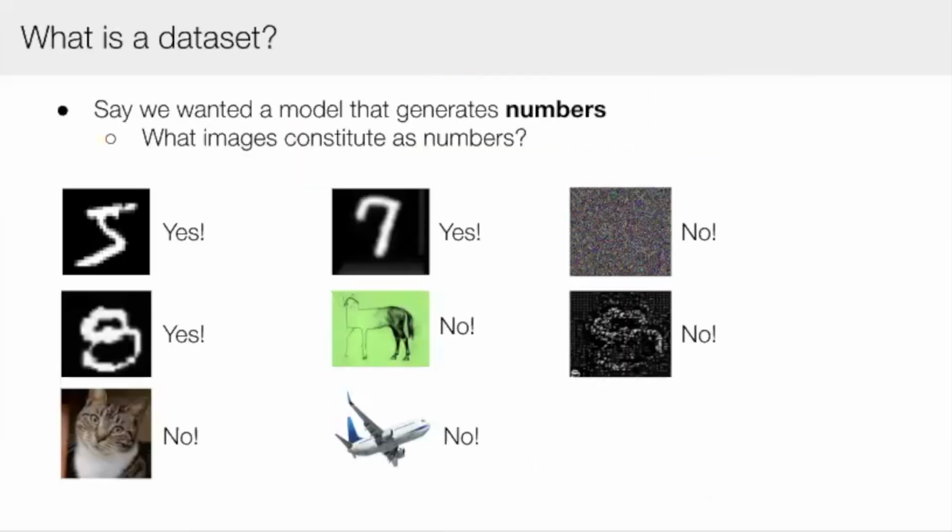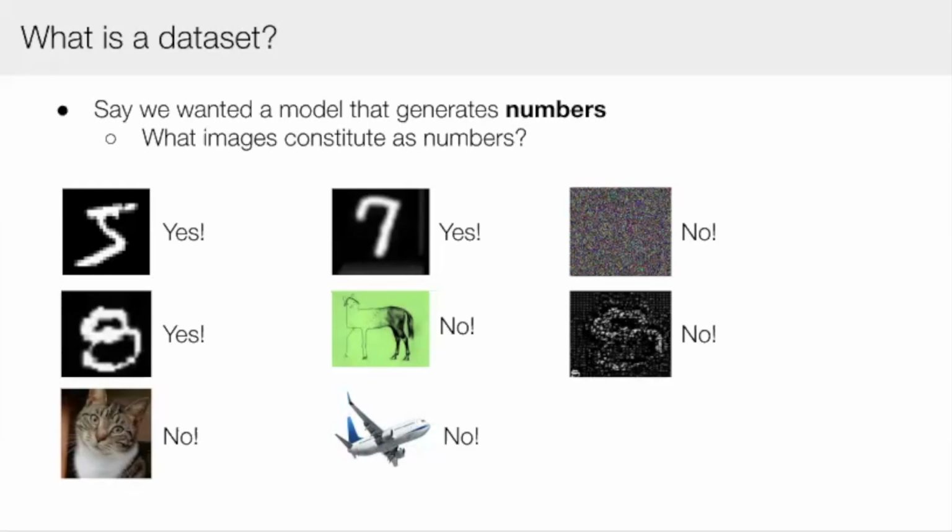Okay, so I just want to redefine a little bit how we think of a data set. If we want a model, GAN or not GAN, to generate numbers, we start by thinking of all the possible images in the world, or the universe really, and just label them as are they a number or are they not a number. In this case, it's pretty easy. I have some images up here. So it's a binary.